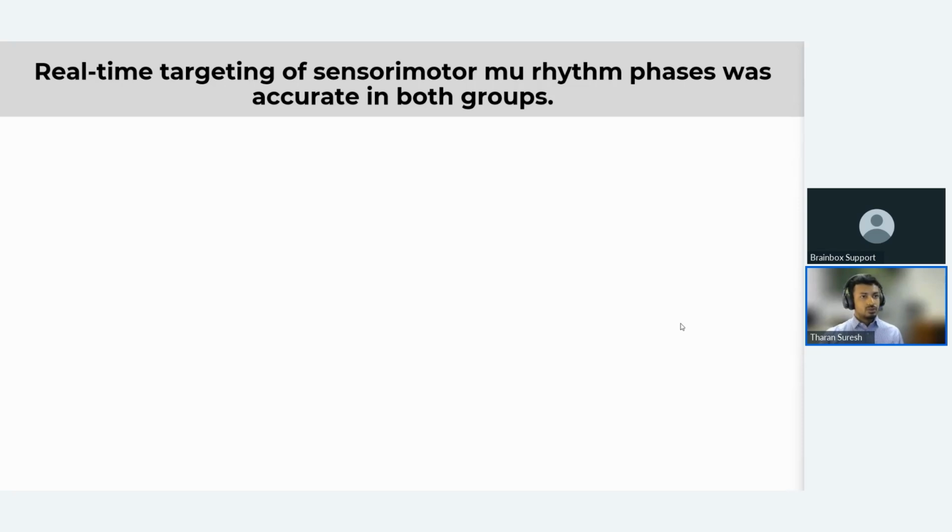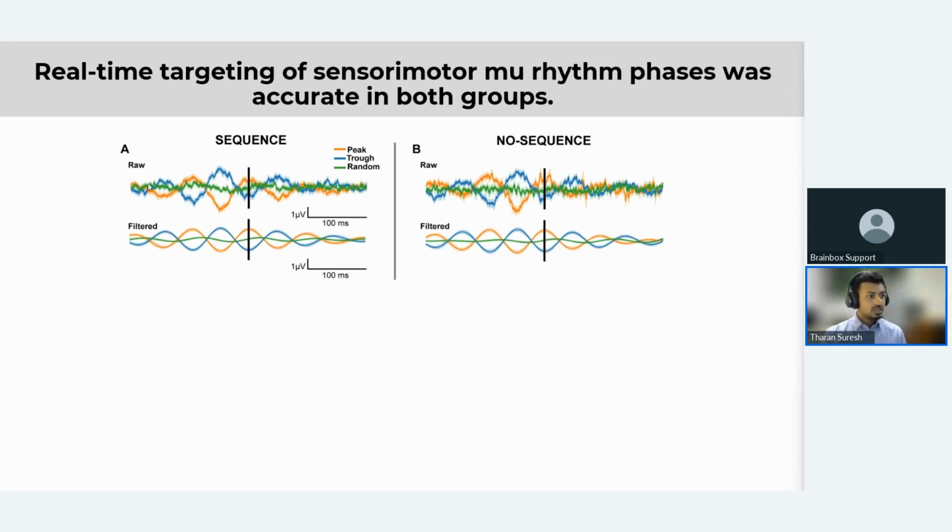So before we go into looking at the behavioral and the physiological results, I want to walk you through how this phase targeting occurs and how we evaluate if our phase targeting occurred accurately. So here you would see raw and filtered brain activity patterns from the sensorimotor region. This is filtered in the mu rhythm, that's 8 to 13 hertz. And here the black line represents the time when a TMS pulse was triggered. And ideally, we want this line to coincide with peaks for the orange trace, troughs for the blue trace, and random phases for the green trace. And that's precisely what we see for both the sequence and the no sequence group.